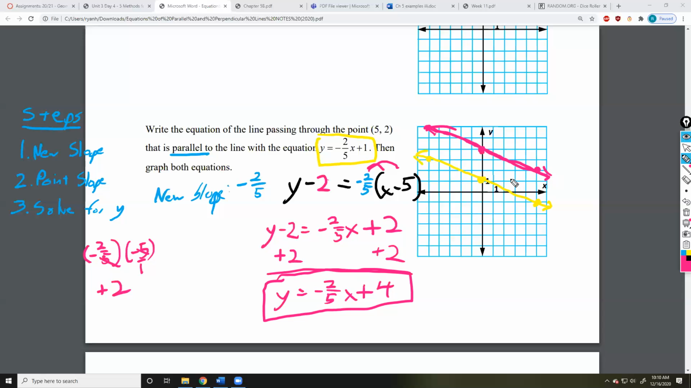And then the other thing we should check for is the point 5, 2. It needs to go through the point 5, 2, this new line. So we go to 1, 2, 3, 4, 5, and up to 1, 2, and hey, there we are.